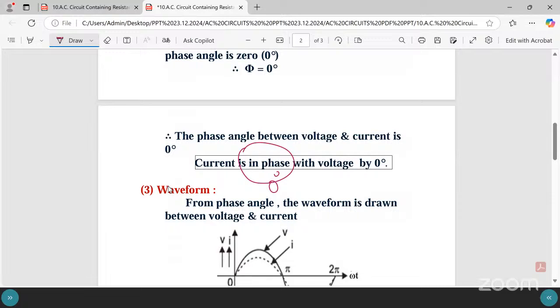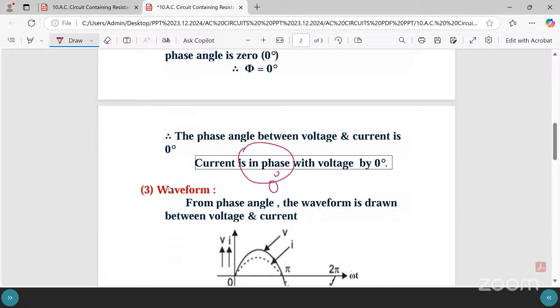It is a confirmed one. This is called the second result. What is the second result? Confirm 0 degrees. Now make a sentence. Current is in phase with voltage by 0 degrees. This is the second result. Totally how many results? 7 results. Out of 7 results, how many are completed now? 2. What are the 2? Current and angle.